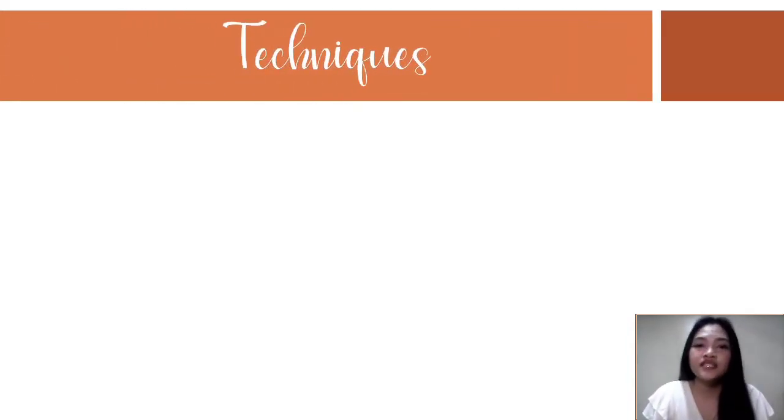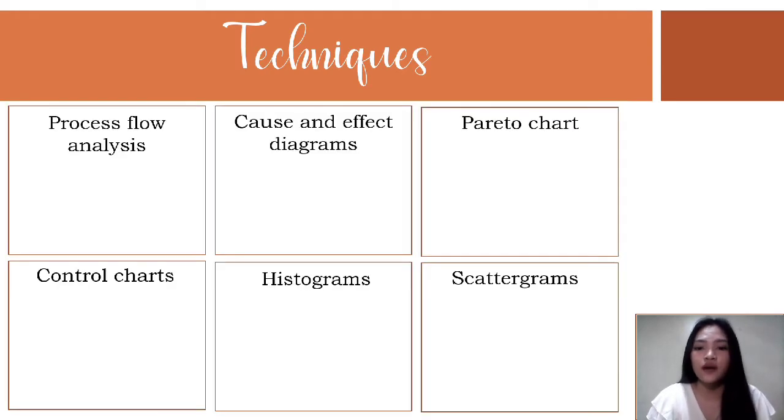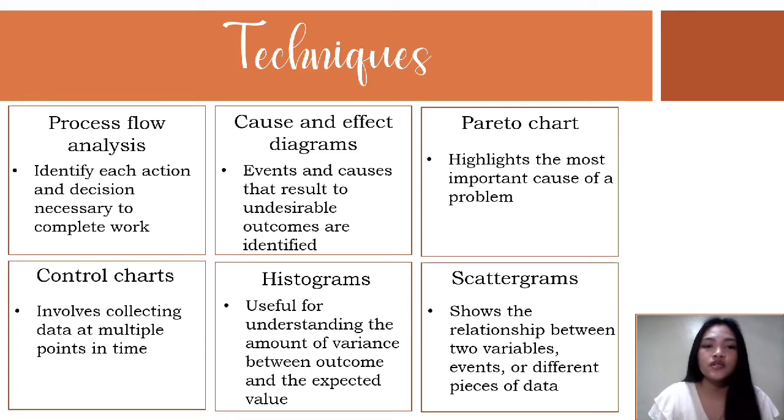Techniques. Statistical process control techniques are very important in quality approach. These techniques provide employees with an objective tool to identify causes of problems and potential solutions. So there are 6 techniques in quality approach. The first one is process flow analysis. It identifies each action and decision necessary to complete work. Cause and effect diagrams: events and causes that result in undesirable outcomes are identified.